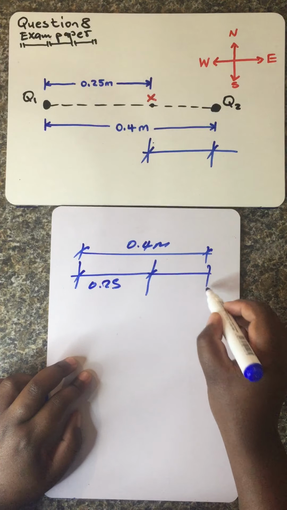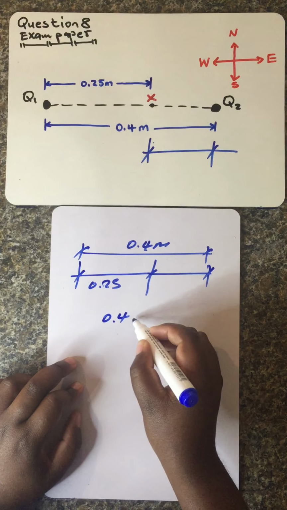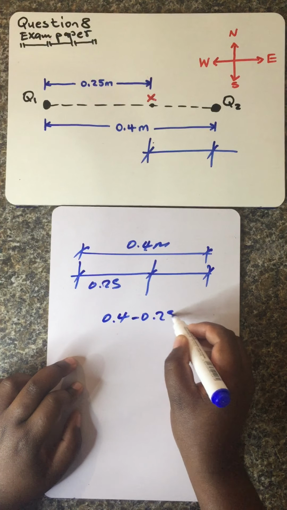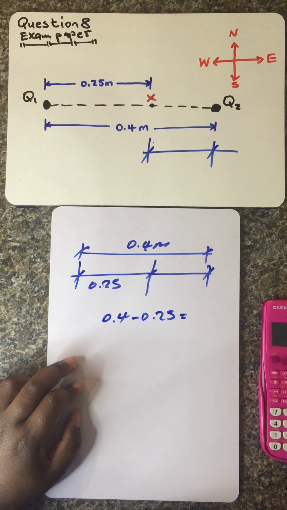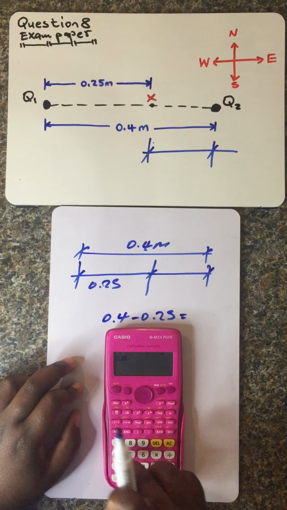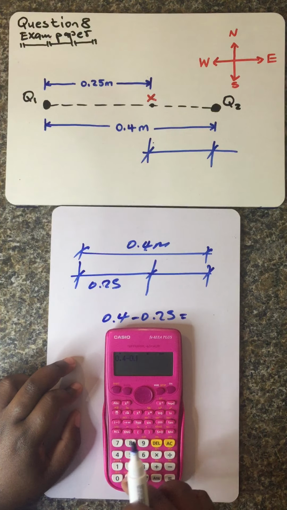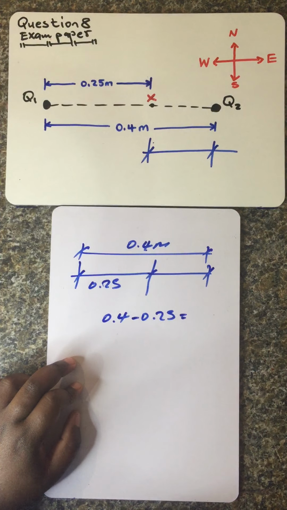That means that the remaining distance is the difference between these two. So 0.4 minus 0.25 should give you the distance. I'm not sure if you're able to see, guys, but let me just put it here so that you're able to see. 0.4 minus 0.25 gives me 0.15.